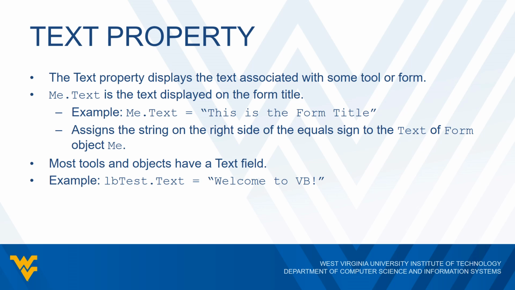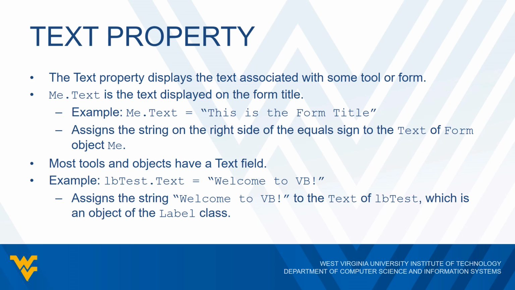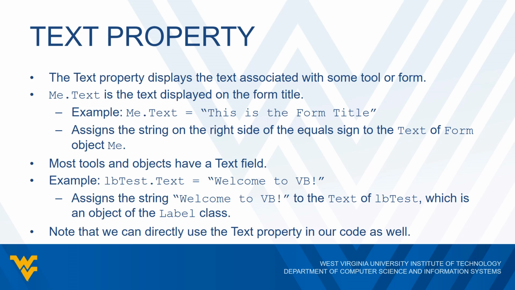So I can have something like this, where maybe I have some label that's called LB test, and what we're going to do is say lbtest.text equals welcome to VB with an exclamation point. What that does is we're going to take the string welcome to VB and assign that to the text property of lbtest. And here we're saying lbtest is an object of the label class. So what we see here is that if we want to modify the text property of a form or a particular tool, we can do this either using the text property itself, or we can directly modify it in our code as well.